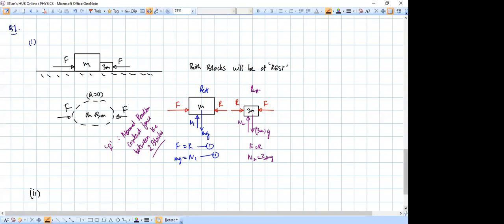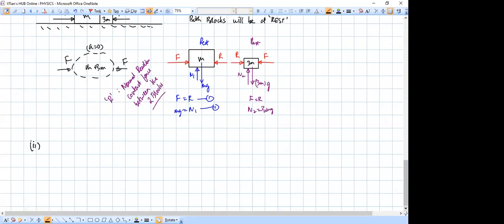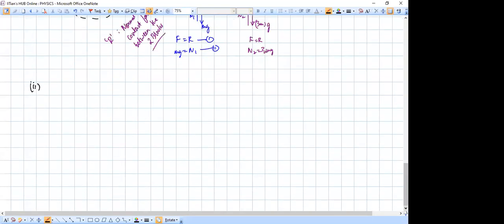Okay, now see, Ritika, what we have to understand in the second part is the forces are acting in the same direction. So net horizontal force on the system is 2F, but that doesn't mean that they will be in contact, no, while they are moving. They could also lose contact. So that is the thing we have to check.